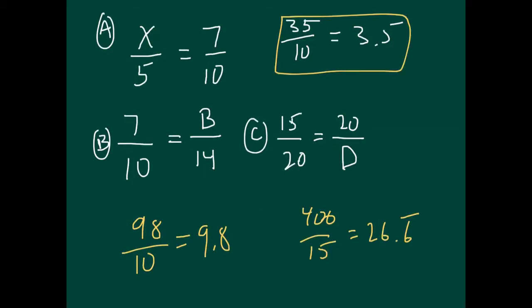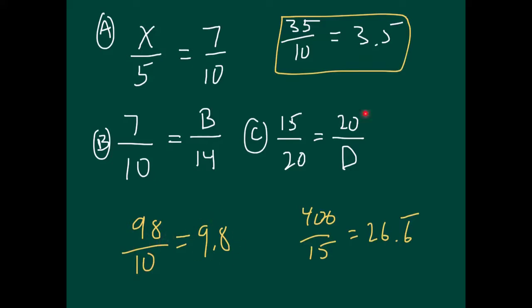Okay, so hopefully you worked through that all right. The first one, you can just do the fish here. 5 times 7 is 35. 35 divided by 10 is 3.5. It would also be fine to write it as 35 tenths. This next one is 7 times 14, 98, divided by 10 equals B. 98 divided by 10 is simply 9.8, because you just move the decimal over.